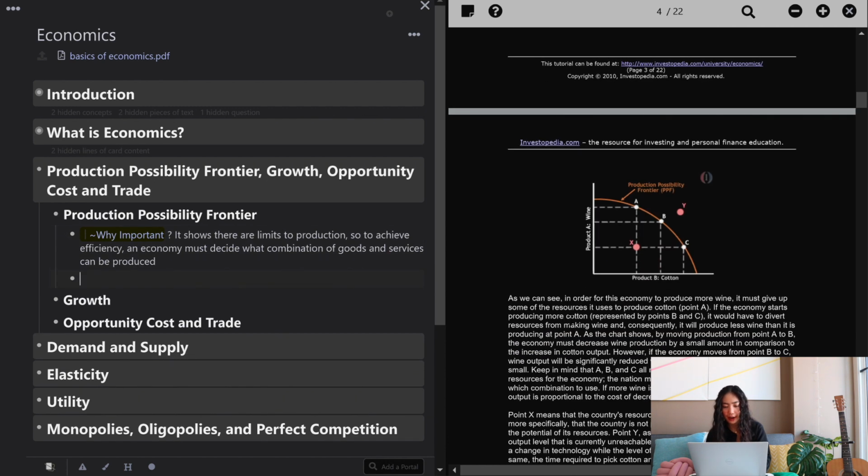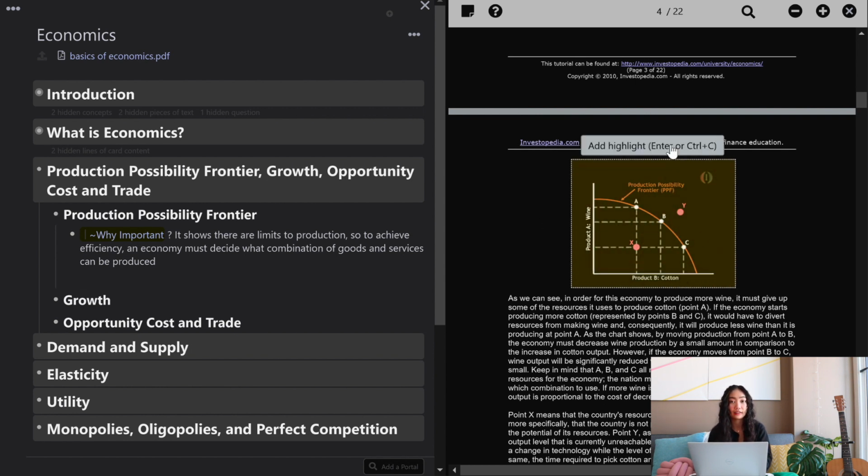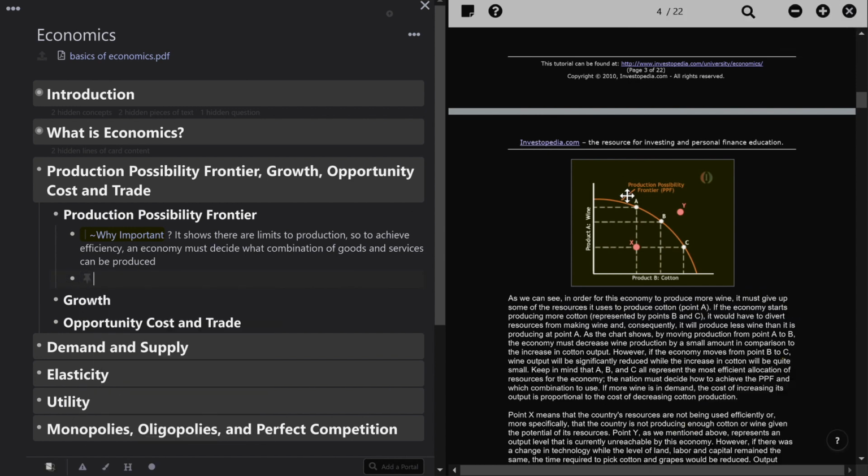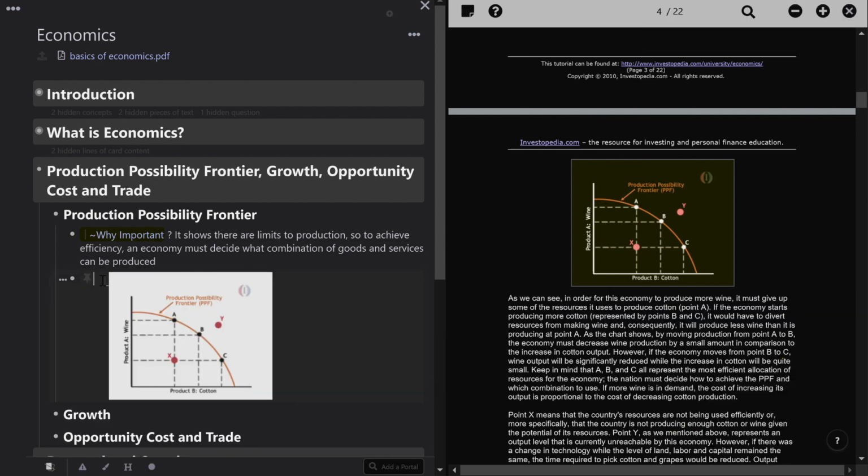Okay, there is a graph, so you can actually highlight a graph as well. So just control plus drag, and that would highlight that. Also make this a flashcard.